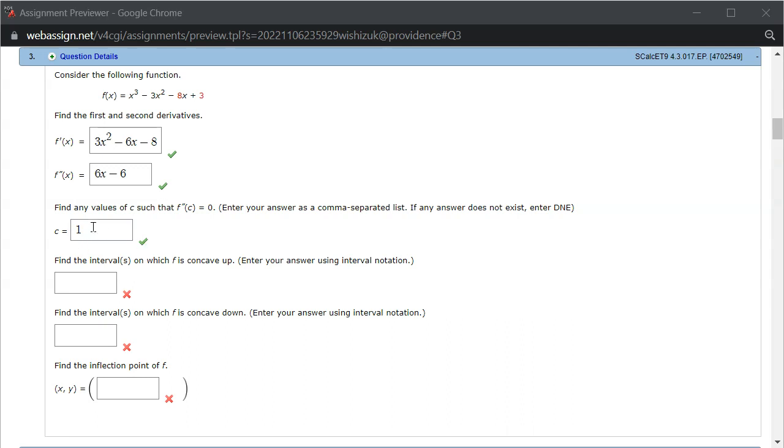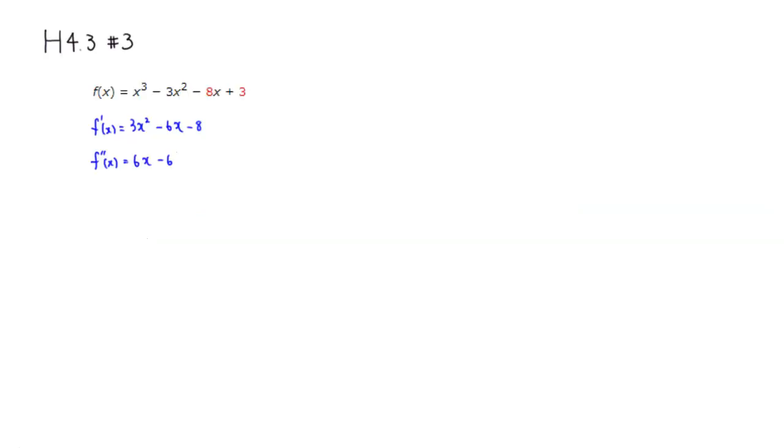We got the c value correctly, and then we want to look at the concave up and concave down intervals, and also the inflection point. We're going to do a number line here, and the c value we just found was 1. Then we just have to look at the sign of f double prime.